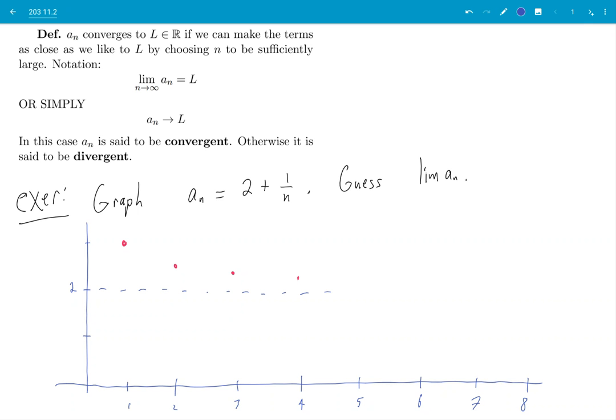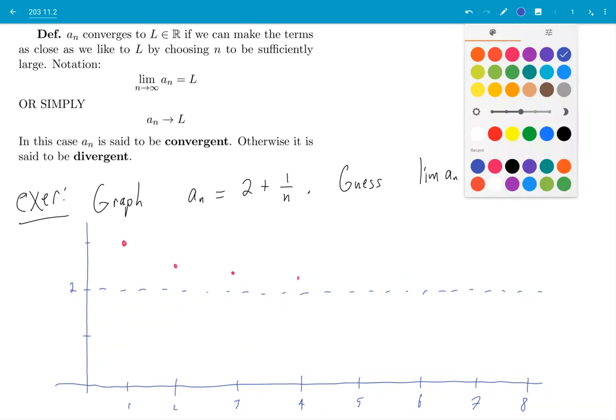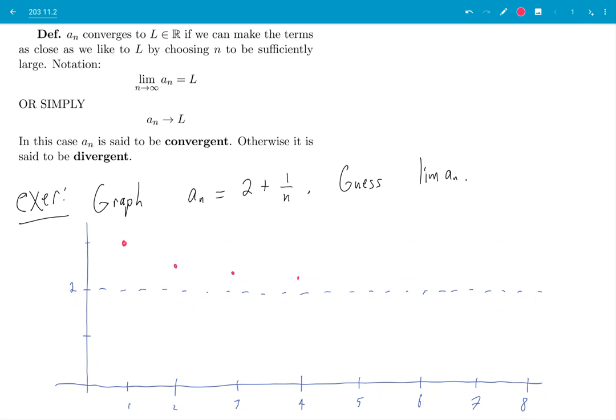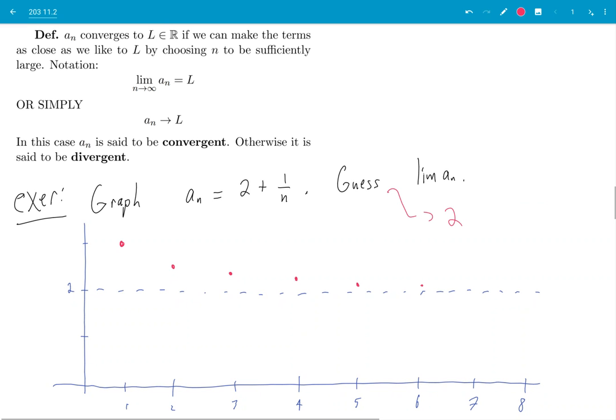I can see, hopefully, that, let's try to draw a dotted horizontal line. What's happening is that I'm approaching this line, right? So my guess here would be 2. And, well, it's not really a guess. You can see that when n goes to infinity, this 1 over n approaches 0. Okay, so that's what we're saying.